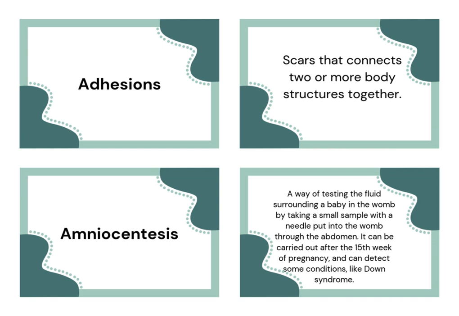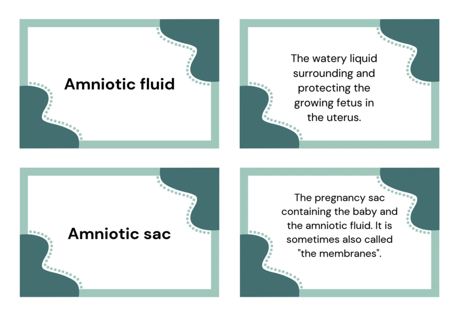Amniocentesis: a way of testing the fluid surrounding a baby in the womb by taking a small sample with a needle put into the womb through the abdomen. It can be carried out after the 15th week of pregnancy and can detect some conditions like Down syndrome. Amniotic fluid: the watery liquid surrounding and protecting the growing fetus in the uterus. Amniotic sac: the pregnancy sac containing the baby and the amniotic fluid. It is sometimes also called the membranes.